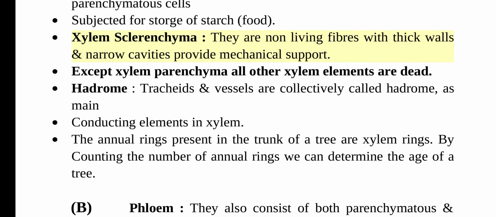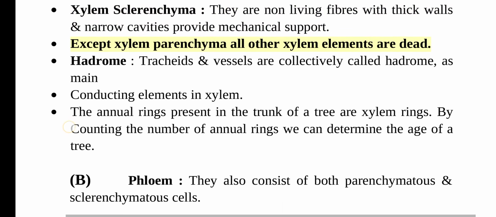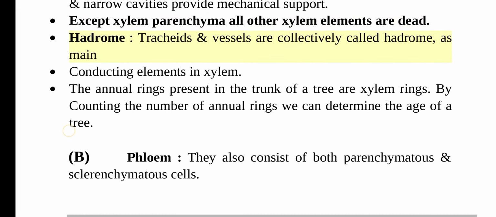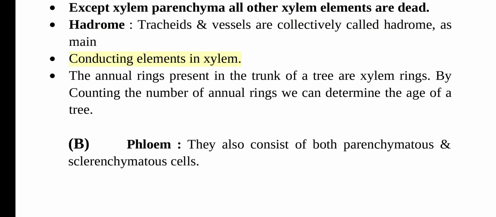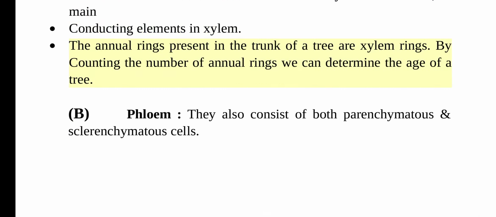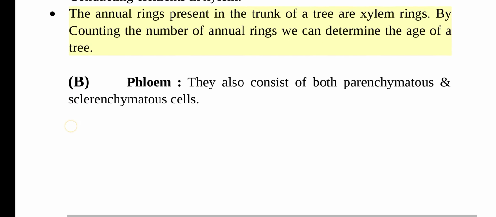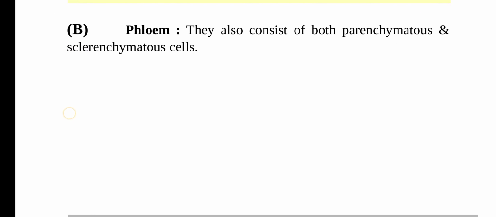Xylem sclerenchyma: they are non-living fibers with thick walls and narrow cavities that provide mechanical support. Except xylem parenchyma, all other xylem elements are dead. Hadrome: tracheids and vessels are collectively called hadrome, the main conducting elements in xylem. The annual rings present in the trunk of a tree are xylem rings. By counting the number of annual rings we can determine the age of a tree.